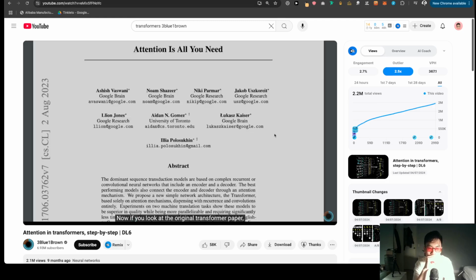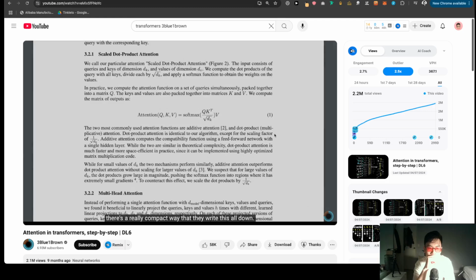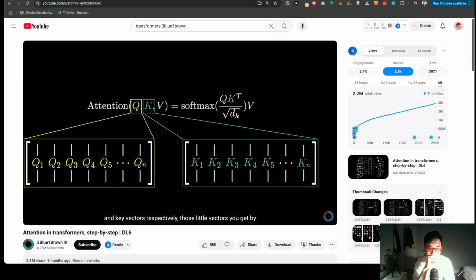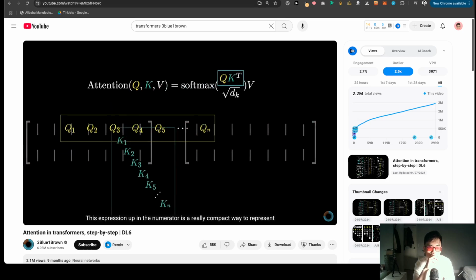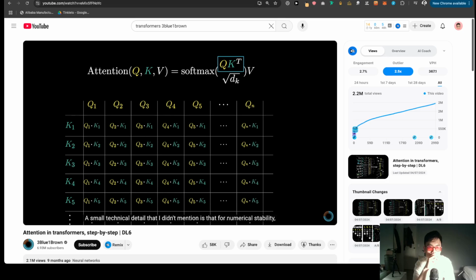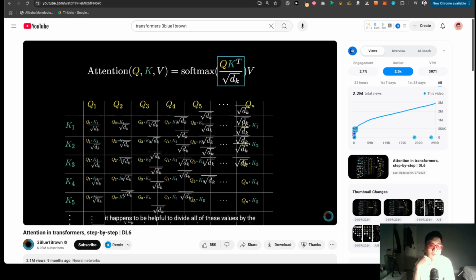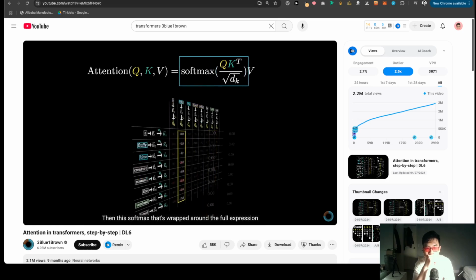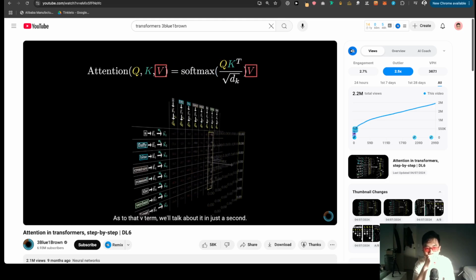Now, if you look at the original Transformer paper, there's a really compact way that they write this all down. Here, the variables q and k represent the full arrays of query and key vectors respectively, those little vectors you get by multiplying the embeddings by the query and the key matrices. This expression up in the numerator is a really compact way to represent the grid of all possible dot products between pairs of keys and queries. A small technical detail that I didn't mention is that for numerical stability, it happens to be helpful to divide all of these values by the square root of the dimension in that key query space. Then this softmax that's wrapped around the full expression is meant to be understood to apply column by column. As to that v term, we'll talk about it in just a second.